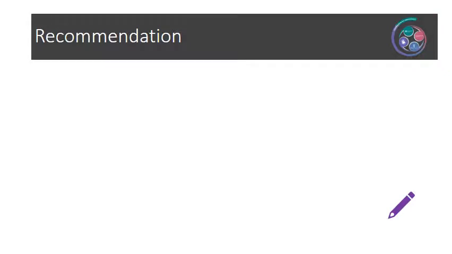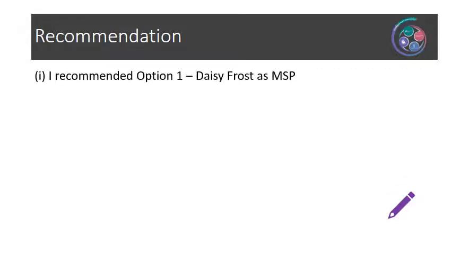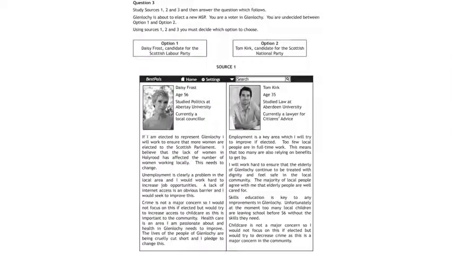Let's have a look now at how we will structure our answer. To begin, we want to, remember, state the option that we have chosen. It might look like this. I recommend option 1, Daisy Frost as MSP. And then we need to find some information from the source which helps us back up our choice. So I would choose Daisy as she has experience as a counsellor.